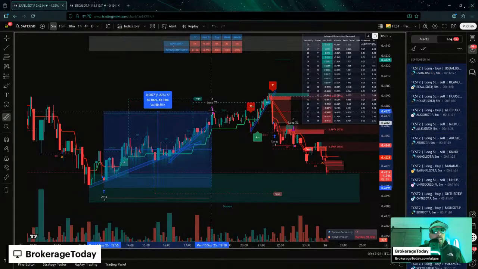I'll measure that out, guys. This was just literally about 1.282%. If you have a 20x leverage, that's about almost 40% in just 5 hours.